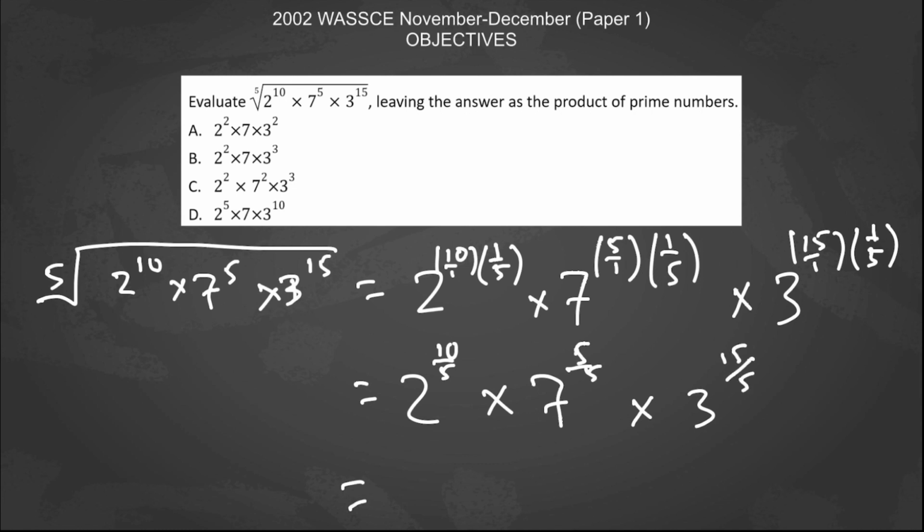And then we can simplify this further to 2 to the power of 2 times 7 times 3 to the power of 3. And by looking at the answer options that we do have, it appears that our correct answer has to be B over here, right? 2 squared times 7 times 3 to the 3rd power.